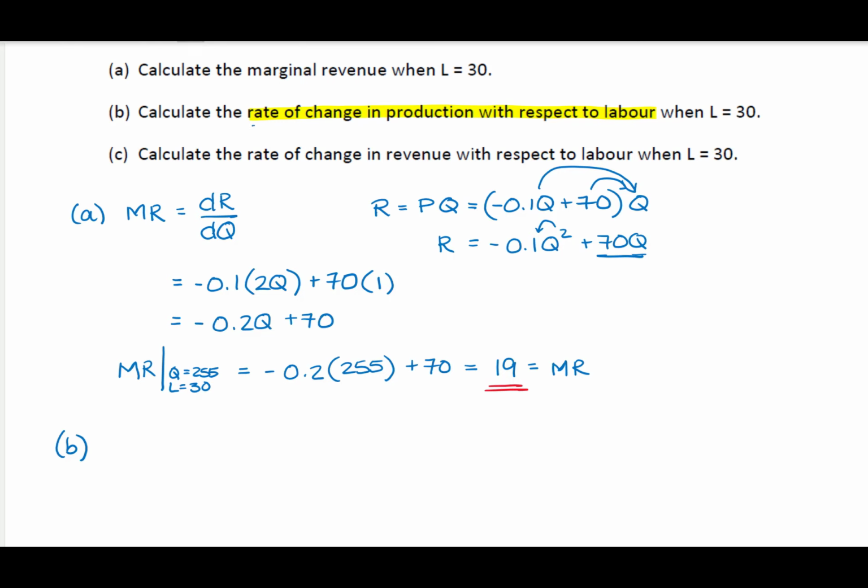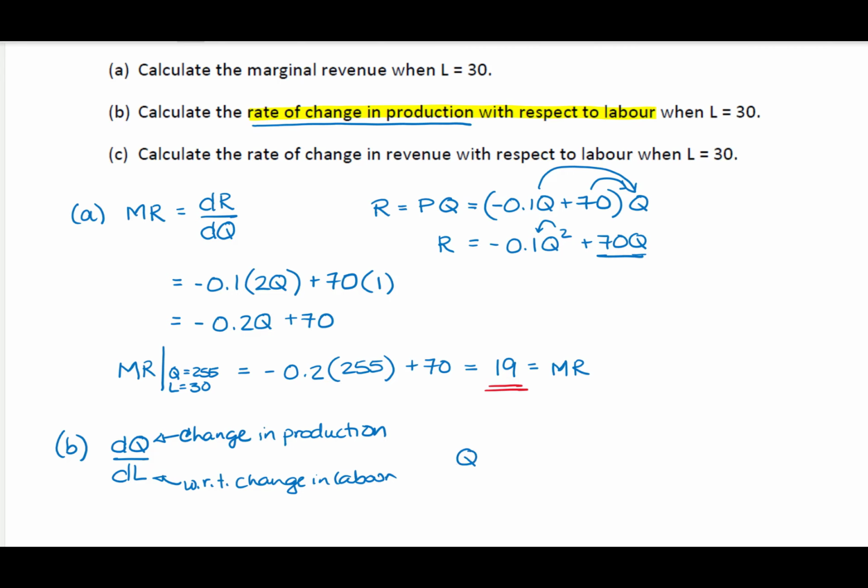So this is the definition of a derivative, a rate of change in one thing with respect to another. So rate of change of production, production is Q, with respect to labor. So change in production is represented by DQ, that marginal change, with respect to the change in labor. In other words, as labor goes up by 1, how much change in production do we expect? To do this derivative, I'm going to need a production function.